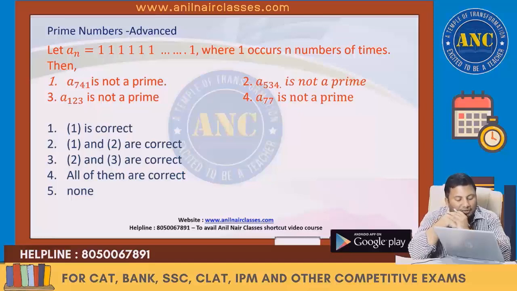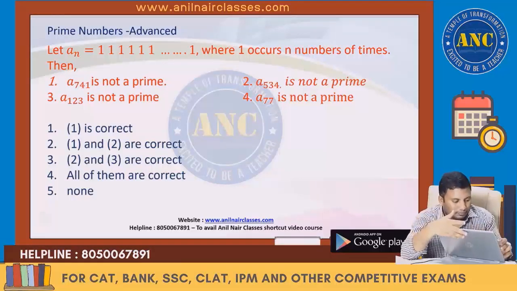An is 1 occurring n number of times. If A741 is not a prime, A534 is not a prime, A123 is not a prime, A power 777 is not a prime. Note.